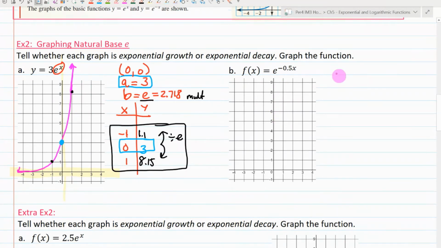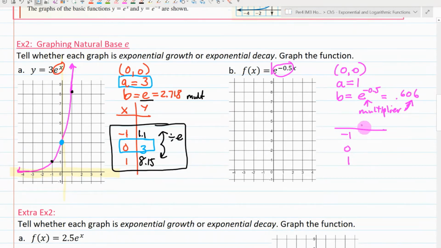For this one, h, k is 0, 0. A is 1. And then e to the negative 0.5 is the B value. If you'd rather put that in your calculator and use 0.606 as your multiplier, you can use either one of these. Okay, you can use that, or you can use that. I don't care which one you use.